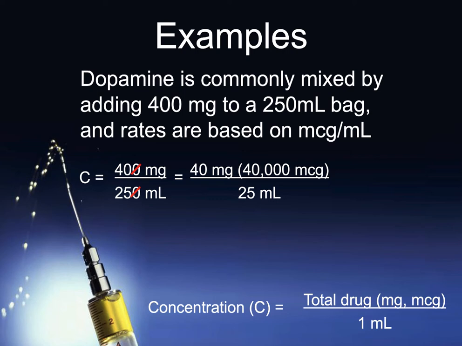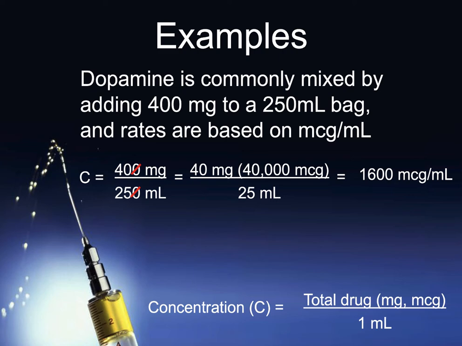40 milligrams is equal to 40,000 micrograms. Remember, milligrams to micrograms is a factor of 1,000. It's simply a matter of adding 3 zeros to it. And the reason we do that is because dopamine is always dosed in micrograms. So I want to know how many micrograms I have, and in this case, I have 1,600 micrograms per milliliter.